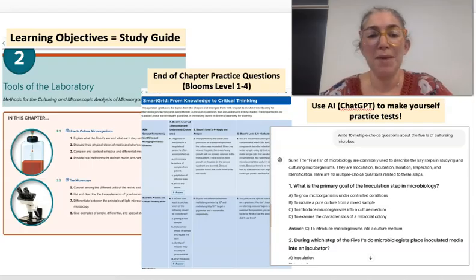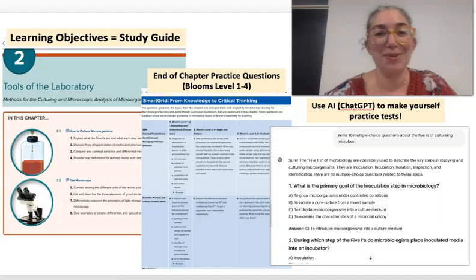So I'm also going to send you an article on some tips for taking open notebook or open note exams. And if you have any other questions, you know how to reach me.